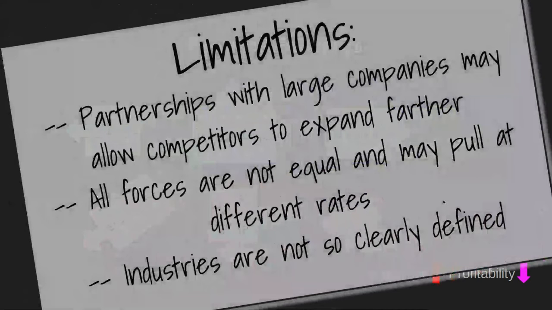And finally, limitations. So, one of the limitations is that partnerships with large companies may allow your competitors to expand farther than you can. They just have deeper pockets. Let's say I am your competitor and I partnered with a transportation company like FedEx, and FedEx gave me free shipping on everything. So, that would be very hard for you to overcome. So, especially globally, partnerships made a big difference, and you can't forget that when you're looking at Porter's Five, that it was written at a time before so much globalization was happening, and that's why it's a limitation now because it didn't consider the global prospect.